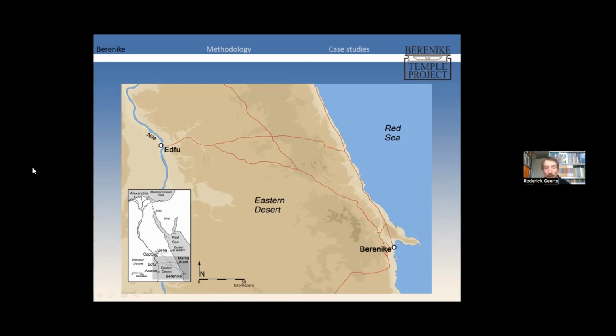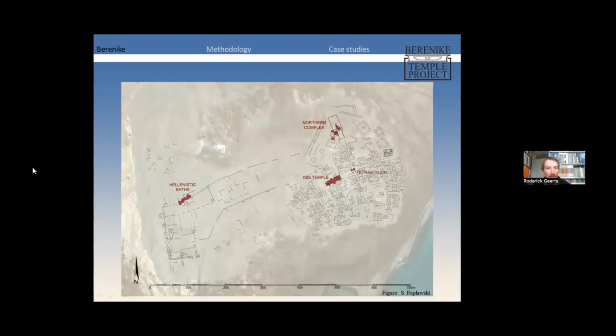In Berenike itself, excavations recently have been focused on several areas, as you can see on the map over here. So the Hellenistic baths on the left, I won't go into those in detail today. The Isis temple, the tetrastylon, and the northern complex. As you can see in red, the trenches are highlighted. The Isis temple has been almost completely excavated by now. Next season, next January, we hope to finish the excavations there. Tetrastylon has been partially done, and most of the work's been focusing on the northern complex these days.